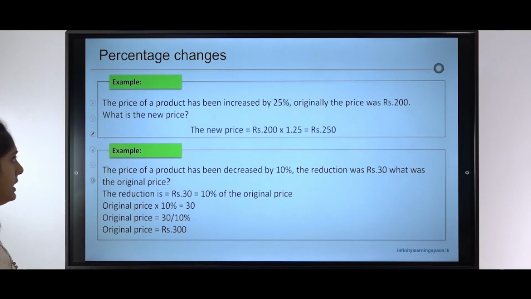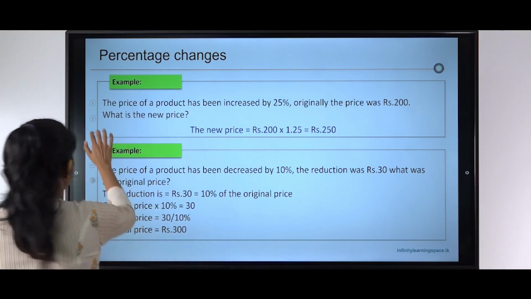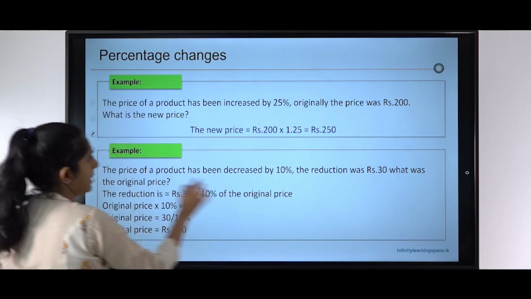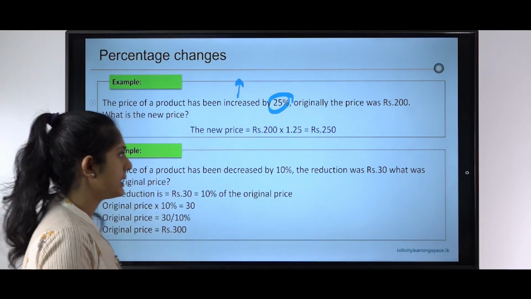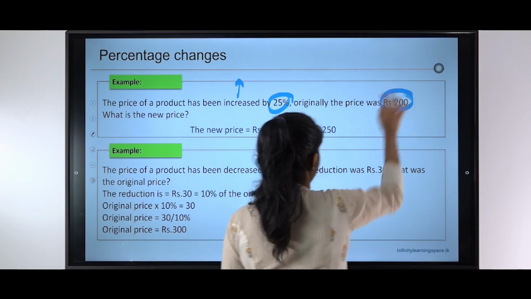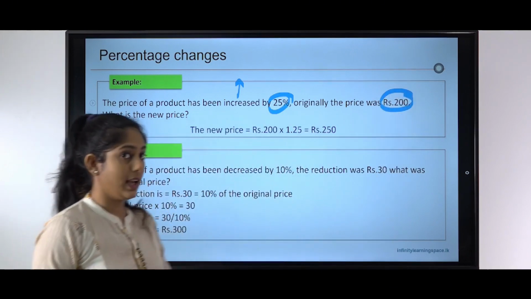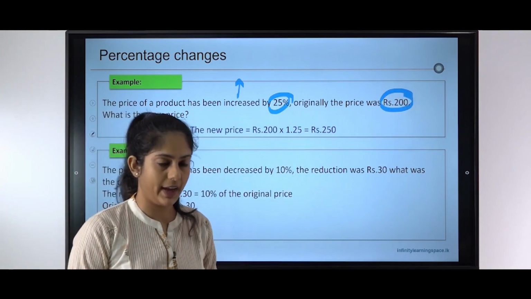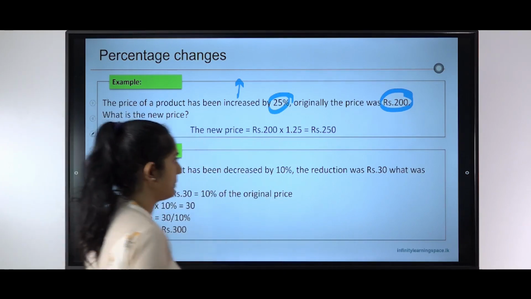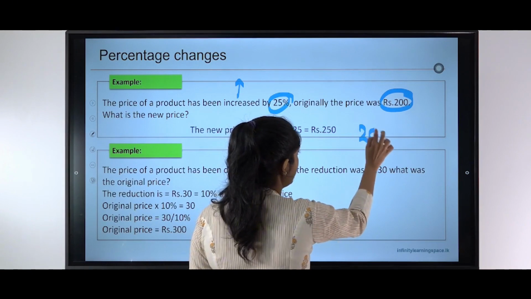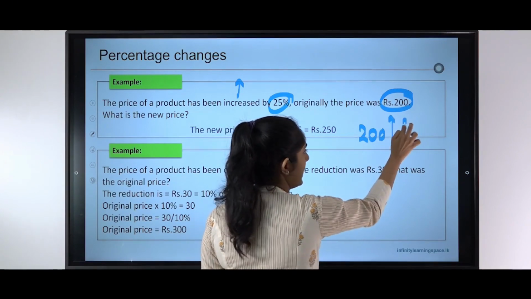Another example, the price of a product has been increased by 25%. So the price is up by 25%. Originally the price was 200, right? What is the new price? Again, see, from where? From 200 rupees you go up by 25%. So 200 has to increase by 25%.